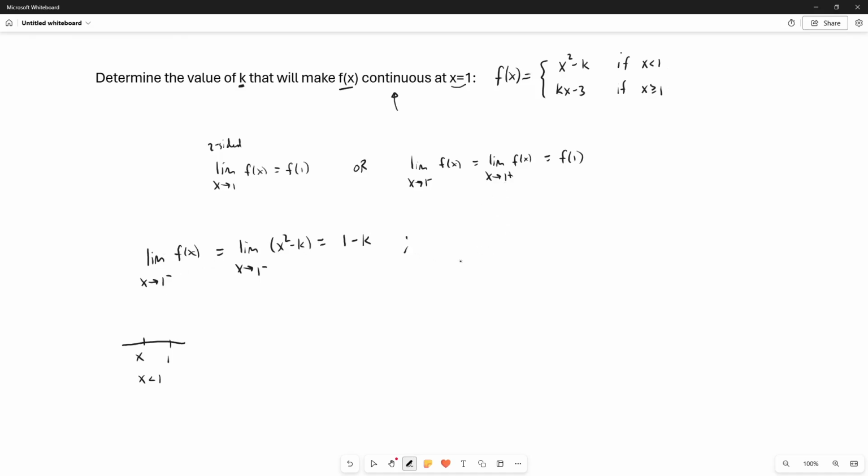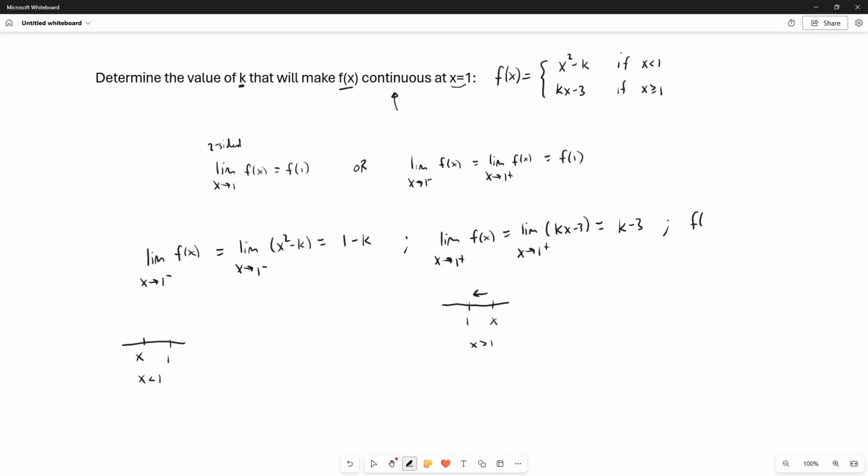Now let's try the other limit. The limit as x approaches 1 from the right of f of x. Again, our first order of business is to figure out which formula to use. And if x is going to 1 from the right, then that means that x is bigger than 1, and that falls in the bigger than or equal to 1 camp. And so we use the bottom formula. So our function f of x is replaced by kx minus 3. And x is approaching 1, so just plug in 1 for x, and we get k minus 3.